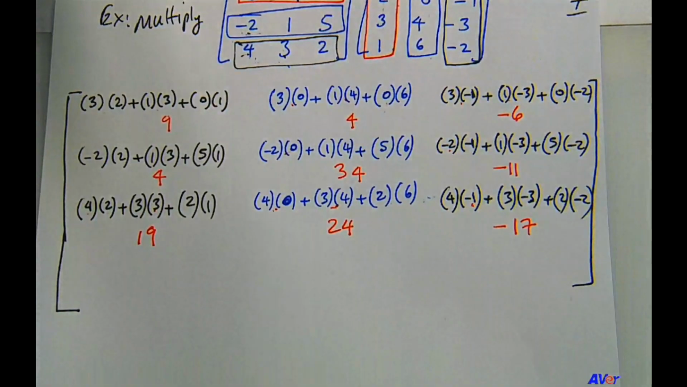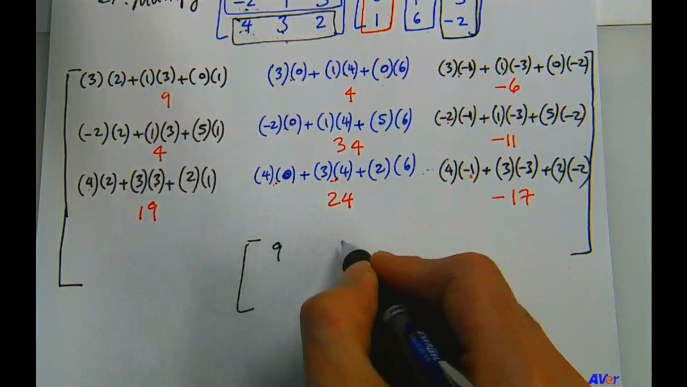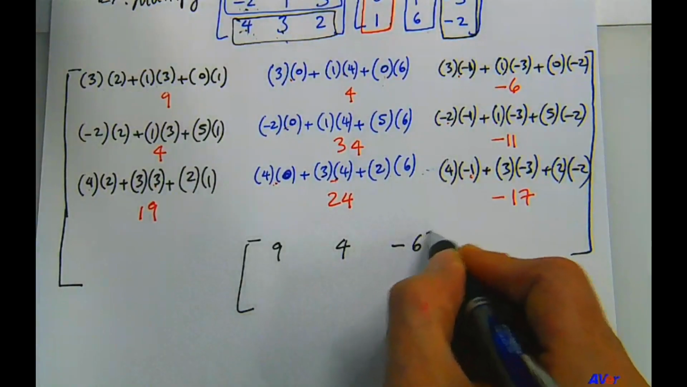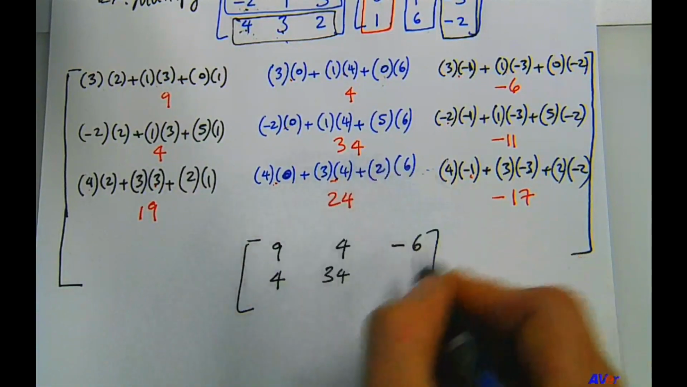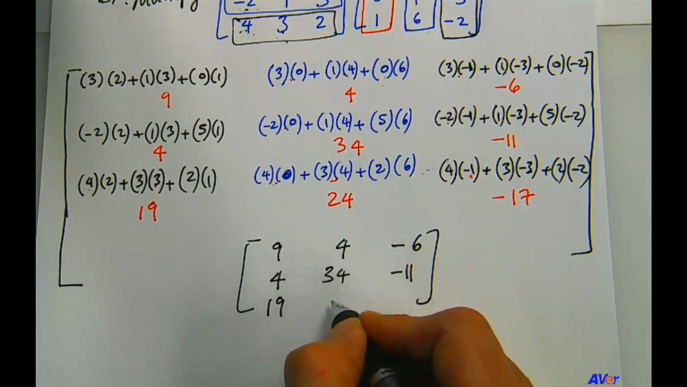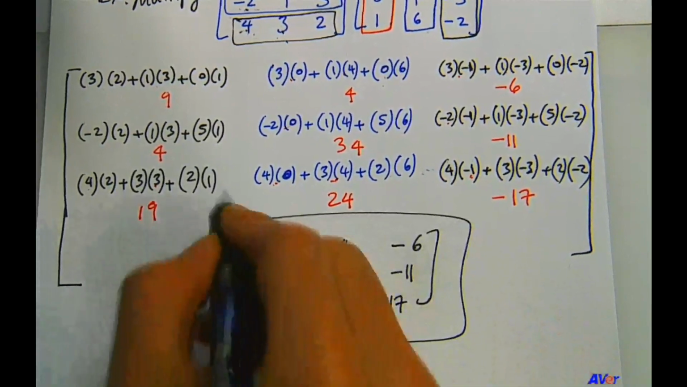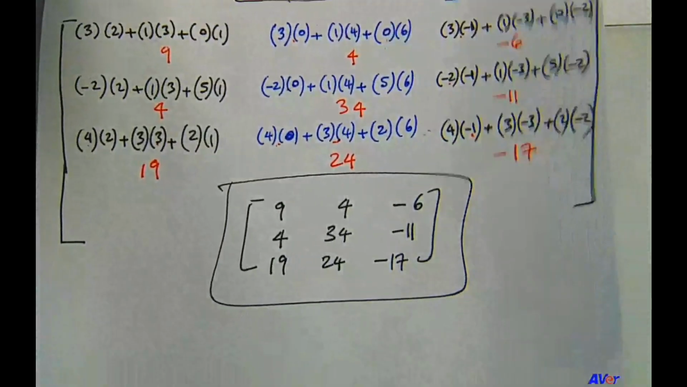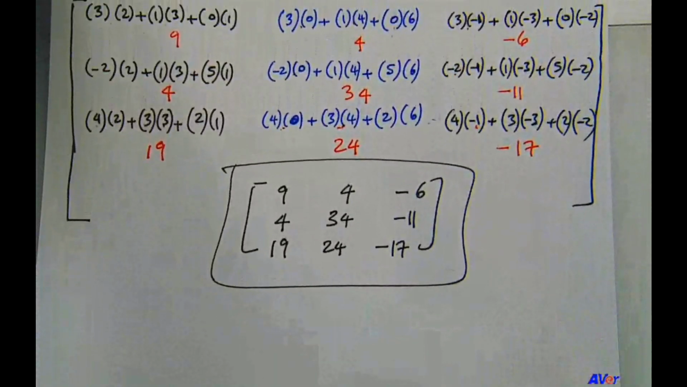Okay, so let's clean this up and write it nicely. The final result is 9, 4, negative 6, 4, 34, negative 11, 19, 24, and negative 17. I'll move this up like this. Like that.